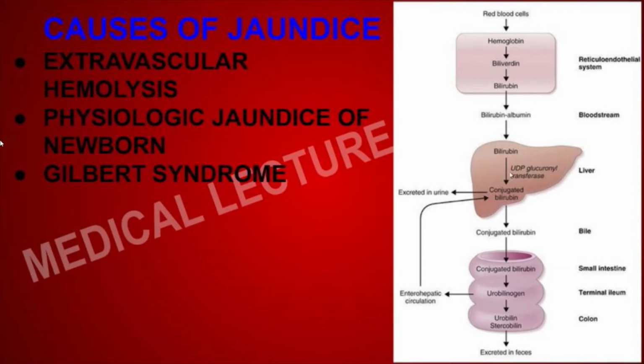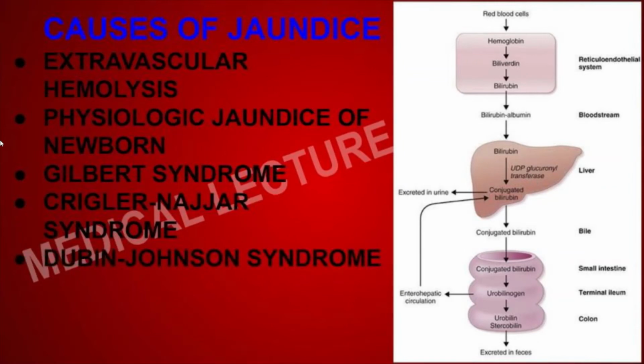The next is the Crigler-Najjar syndrome. Over here, this enzyme is absent. So what is happening? In the newborns, this enzyme is very less. In the Gilbert syndrome, the activity of this enzyme is decreased, and in the Crigler-Najjar syndrome, the particular enzyme is absent.